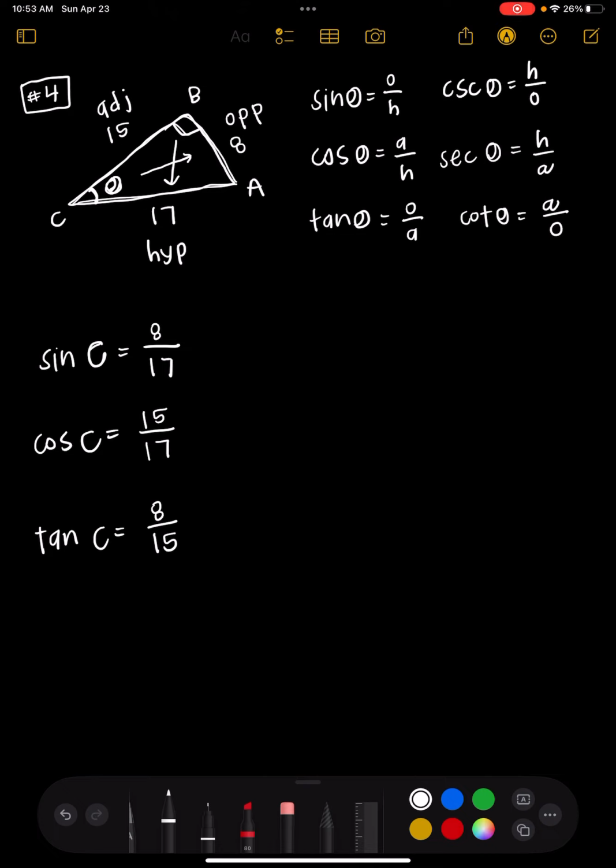That's great. Now let's go through and do the opposite versions of them. So cosecant of C is the opposite of sine, which means that it'd be 17 over 8. Then we've got secant of C, which is the opposite of cosine, which means it would be 17 over 15. And then we have cotangent of C, which is the opposite of tangent, so we'd have 15 over 8. And there we have it. That's all 6 trigonometric ratios. And this is how we deal with those trigonometric ratios.